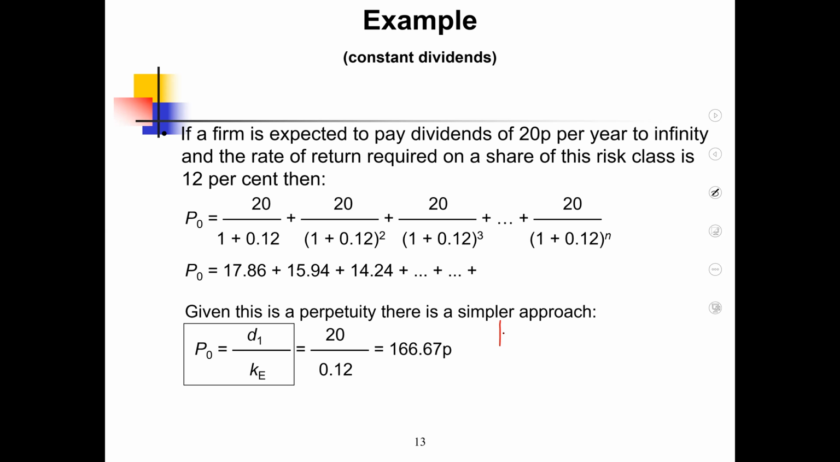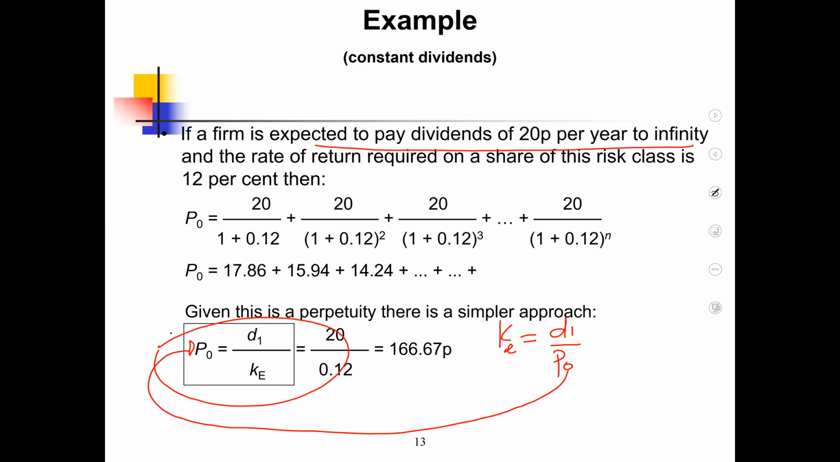How did we do that? Cost of ordinary share capital, KE equals D1 divided by P0. Here we are going to calculate P0. From this concept we can develop this equation. Under this method, when we receive the same dividend for an infinite period, we can use this equation to calculate the market value of that particular share. Simply, that dividend, which is not going to change for an infinite period, should be divided by the cost of equity. I think you got the idea.